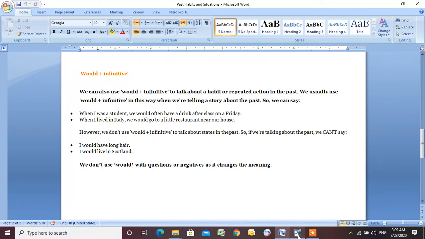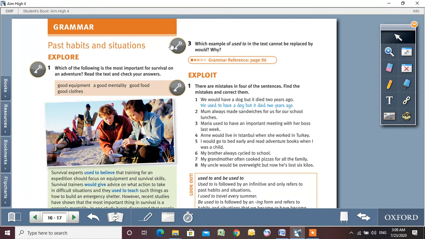Now let's go back to your book. So again, it's Unit 2, Grammar Lesson, page 17, Past Habits and Situations.